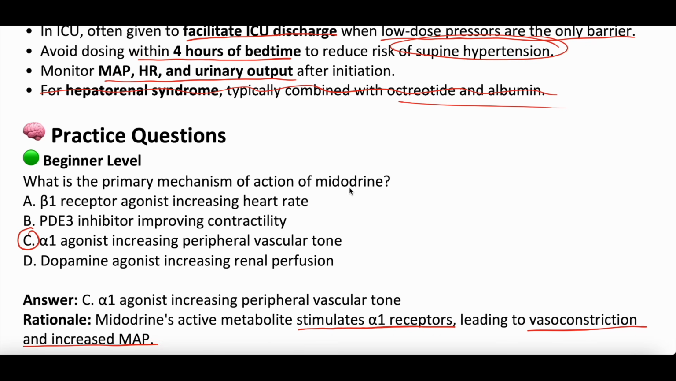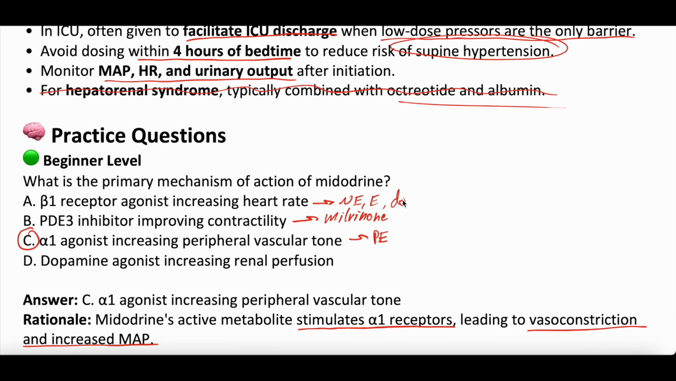Bonus points. Can anyone think of which vasopressors are beta-1 receptor agonists that would increase heart rate? Lots of them. Norepinephrine does. Epinephrine does. Those are probably two of the bigger ones. What about phenylephrine? Nope. Phenylephrine is a pure alpha-1 agonist. Exactly right. All right, bonus points again. What is a phosphodiesterase 3 inhibitor that improves contractility? Milrinone. Good.